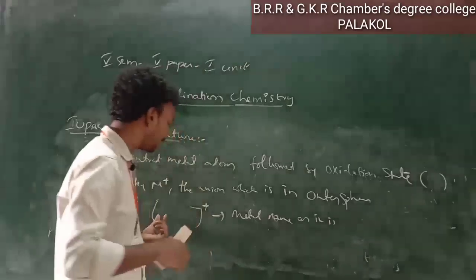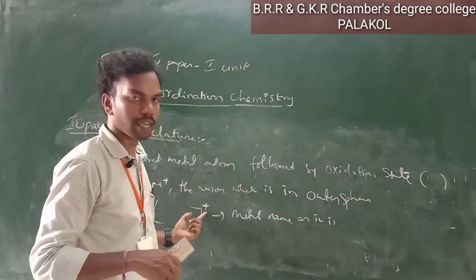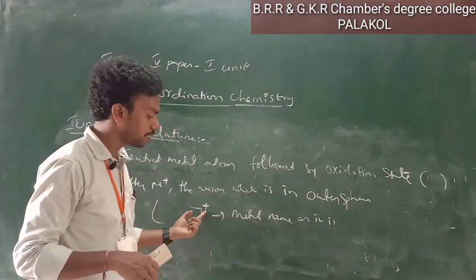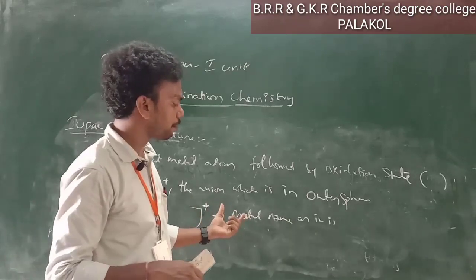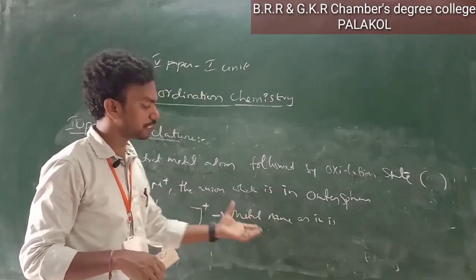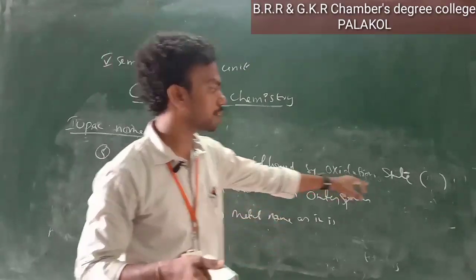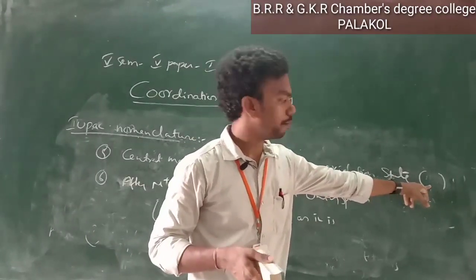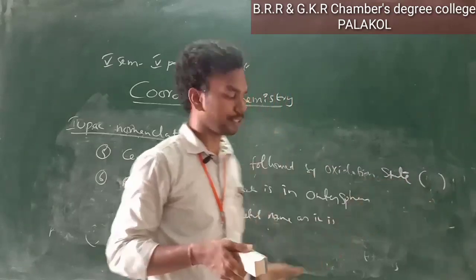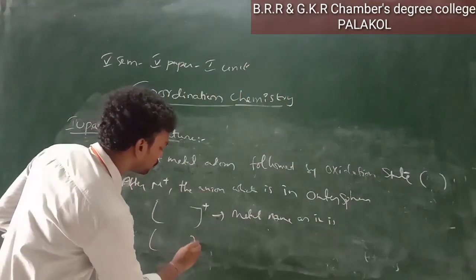For example, if you have cobalt as the central metal and the coordination sphere has a positive charge, the name of the central metal atom is just cobalt. After that, you calculate the oxidation state and write it in parentheses, in Roman numerals.